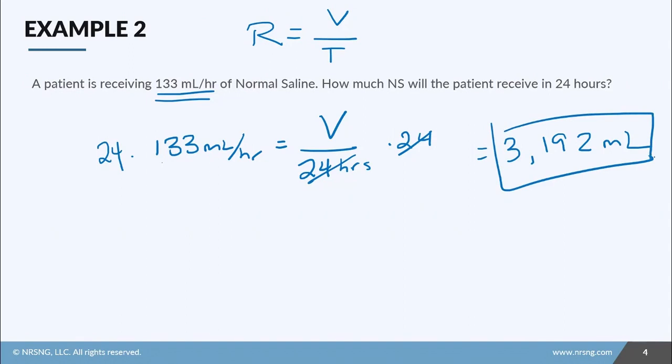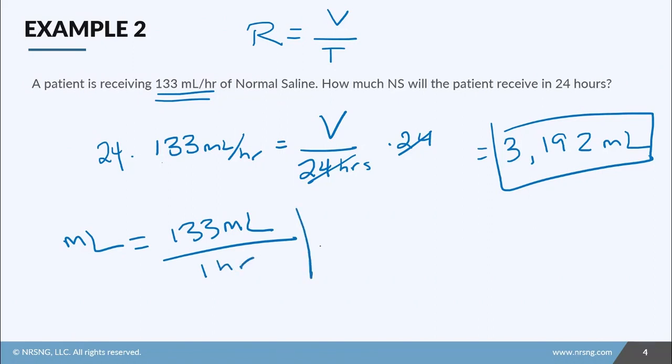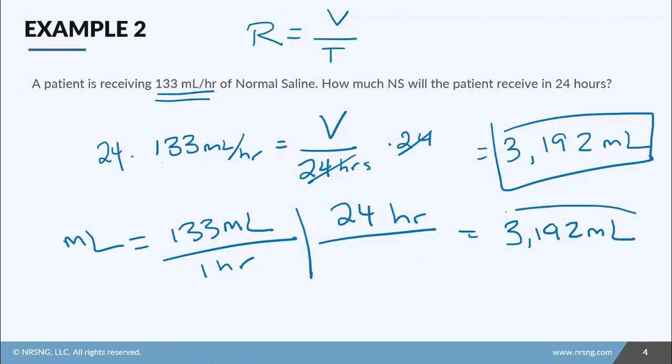That's it, that easy. Now, if you want to see what this looks like in dimensional analysis, let's come back here and say milliliters equals, because that's what we're looking for. What do we know about milliliters? There are 133 milliliters given every hour. Transfer your units up. What do we know about hours? We're looking for 24 hours. Again, 133 times 24, 3,192 milliliters in 24 hours. If you want to have an extra unit here, you could say milliliters per day because you know 24 hours is the day. That's just kind of an extra step. You really don't need to do that.